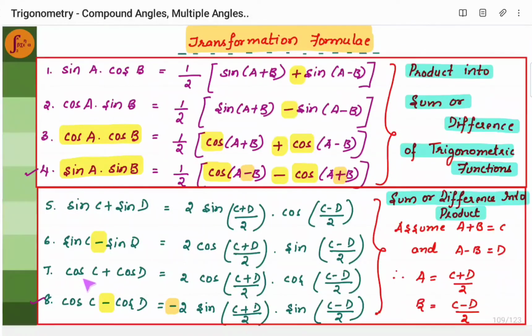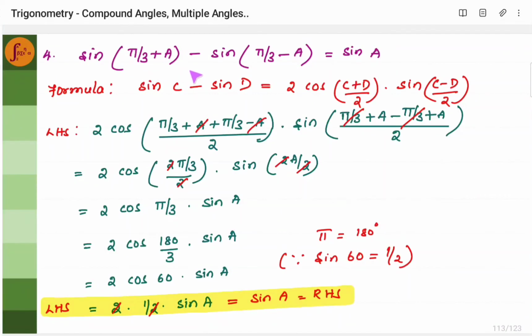And when you have cos and cos combination, right? Third and fourth formula, cos and cos combination. When there is a plus sign, it will be cos and cos. When it is a minus sign, it's going to be sine and sine. And the last formula will always have minus. So remember this. So now let's go to the fourth problem.